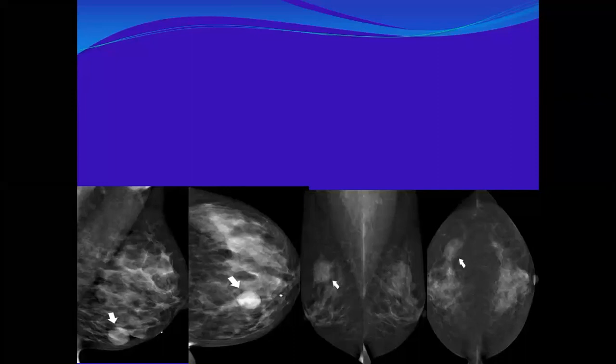The other one on the right side of the screen is also a mass because it has circumscribed margins seen on both views, mediolateral oblique and CC view, persistently. Are you sure? Equal density mass. Okay. So here, do you agree with her?